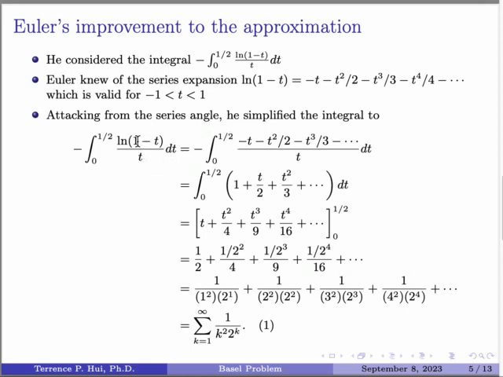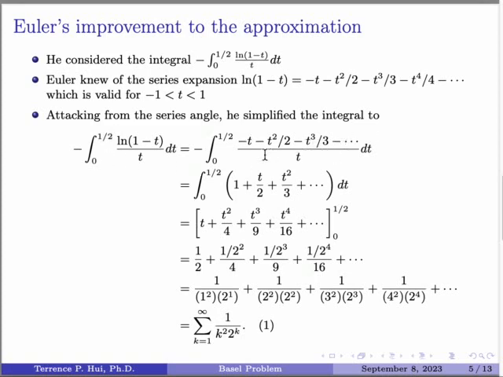What do you do? He said, log of 1 minus t, let's replace it with this series. Remember, he knew this series was valid between -1 and 1. And since he's integrating from 0 to 1/2, that's well within this interval. So he knew this series in this interval of integration is valid.